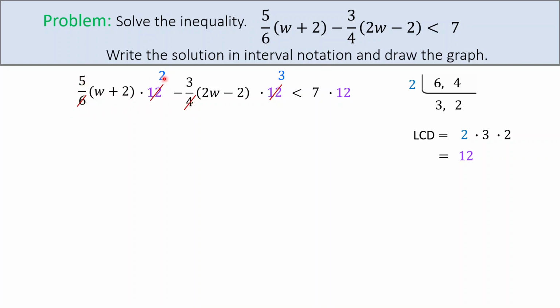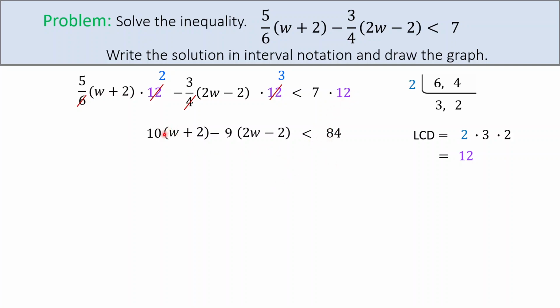Now multiply this and this. 5 times 2, 10, then this w plus 2. Then minus 3 times 3, 9. You have this less than 7 times 12 is 84.